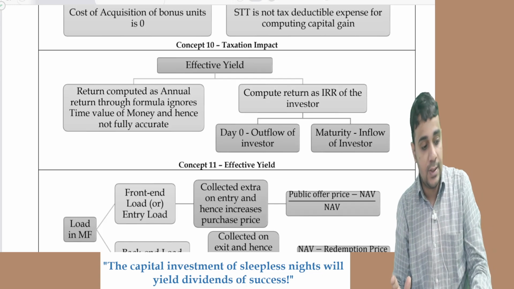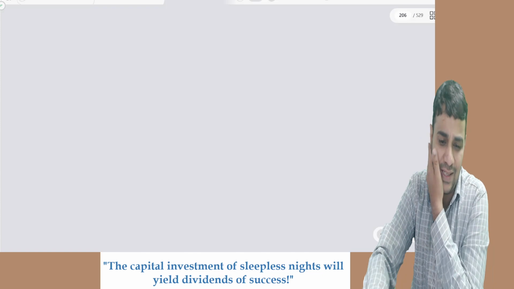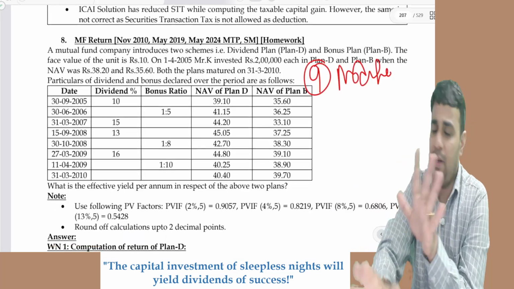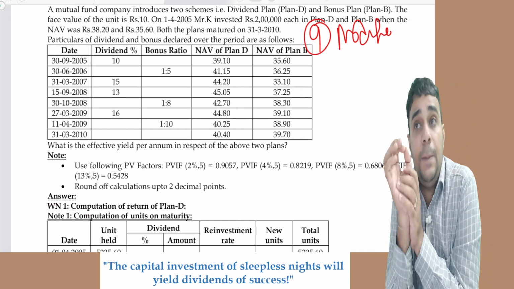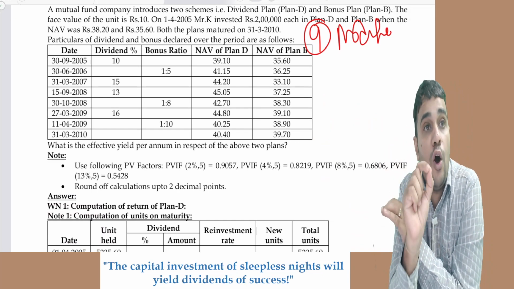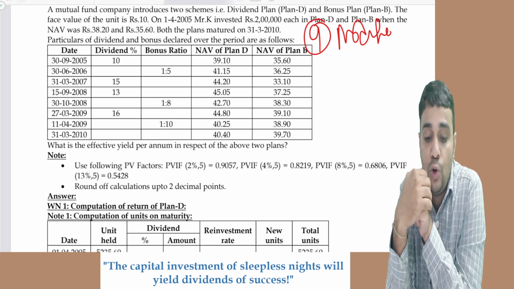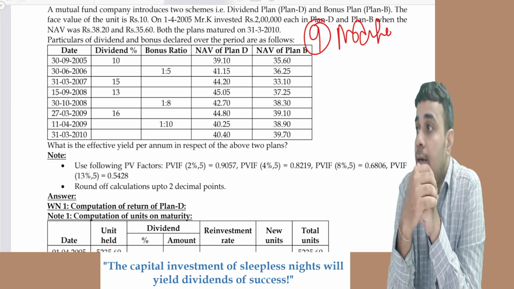Where did this get tested? This got tested in one mock test paper by ICI. I'll show you the question. Nothing much is there. Same table, exactly like the previous one. What is the effective yield per annum? Below, use the following PV factors: 2% and 4%, 8% and 13%.